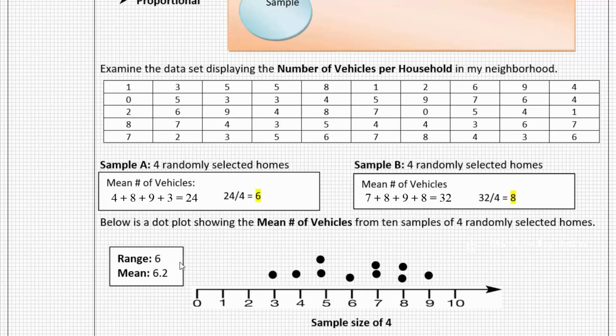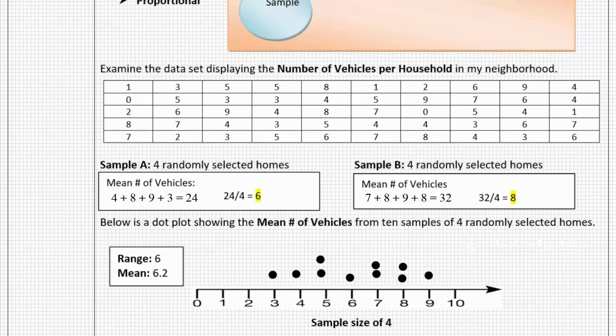And the mean calculations have a range of 6. So it starts down here at 3 and stretches up 6 places to 9. So there's a lot of spread. This is the kind of variability that we're talking about. So I took a small sample, I repeated the calculations 10 times, and I'm getting a wide variety of calculations for what the mean number of vehicles per household is in my neighborhood.